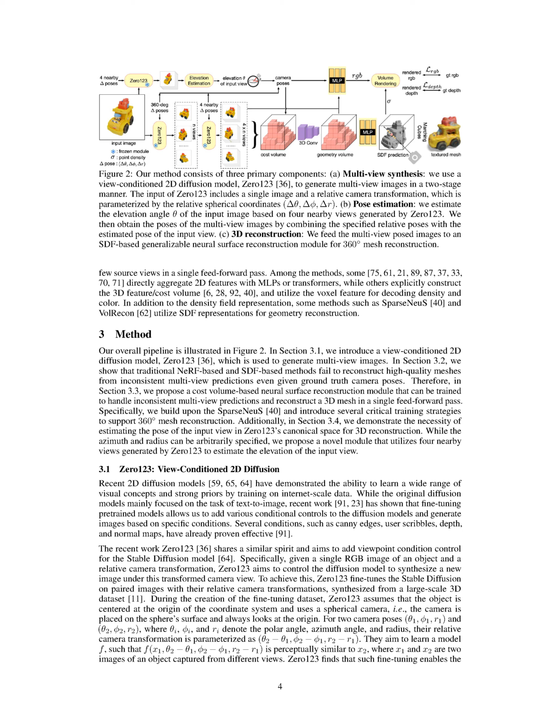We introduce a view-conditioned 2D diffusion model named 0123. This model generates multi-view images. We then highlight that traditional NeRF-based and SDF-based methods often fail to construct high-quality meshes from inconsistent multi-view predictions, even when given precise camera positioning information. Hence, we propose a cost-volume-based neural surface reconstruction module that can be trained to manage inconsistent multi-view predictions and reconstruct a 3D mesh in a single forward pass.